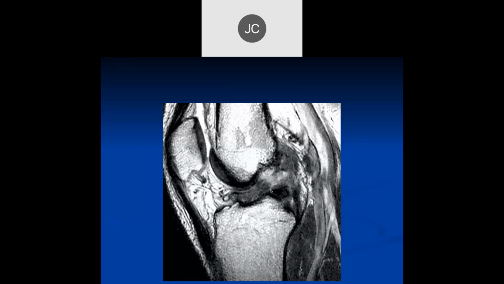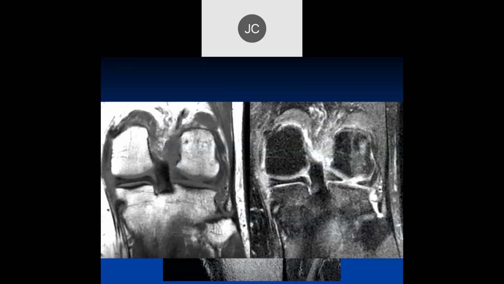Okay, so here we see, I think, a mid-substance tear of the ACL. Here are coronal images. I see bone marrow edema at the bilateral tibial plateaus and lateral femoral condyle, compatible with a pivot shift injury. Oh, yes, so it looks like a bony avulsion. So here's a Segond fracture.